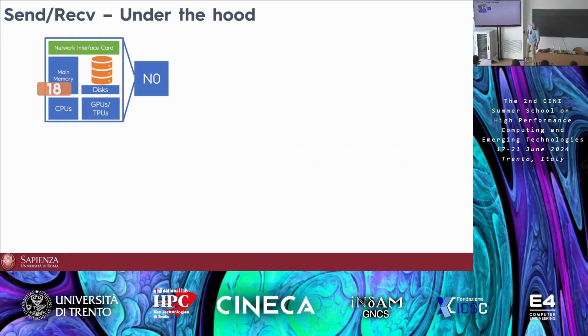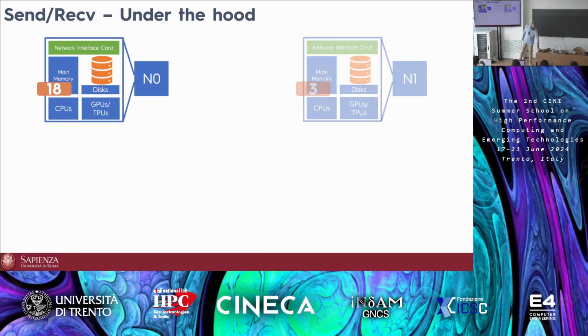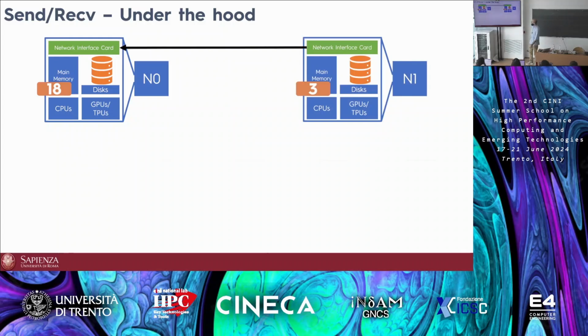Then you have your data in your memory. You have the other node that has its data in its memory. Now they need to talk and send this data. And this guy here, the network interface card, will take care of taking the data from this memory and pushing it to the other memory.